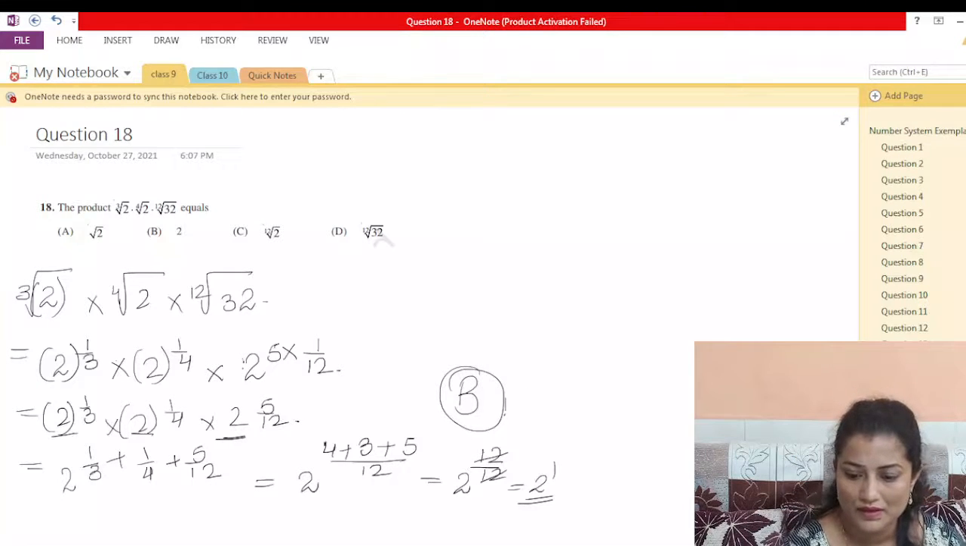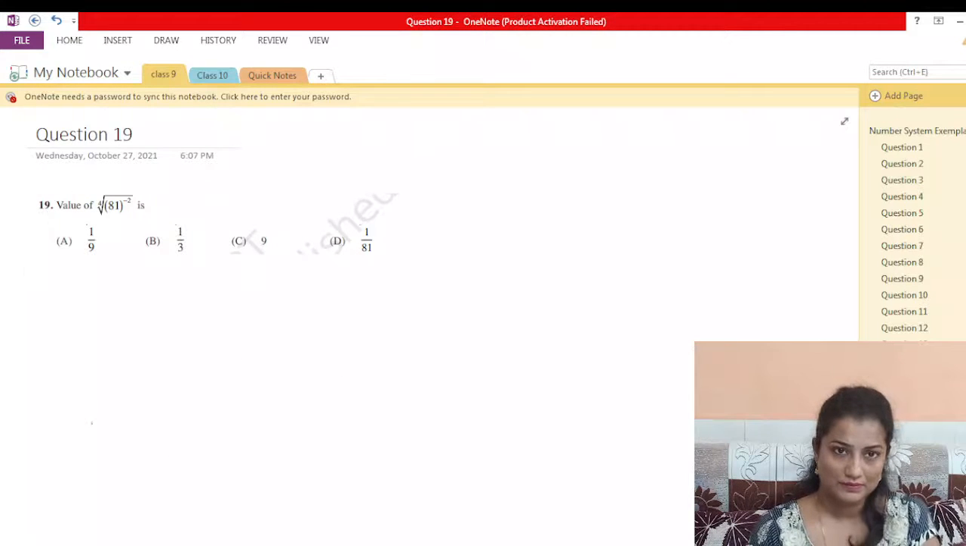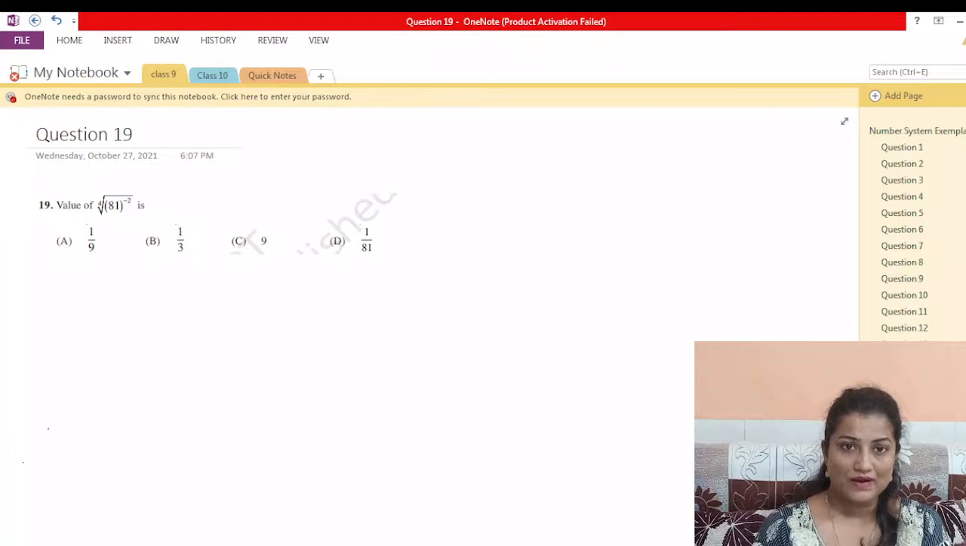Right? Now the next question is question 19. It is also very simple. Now, the fourth root of 81 raised to minus 2. I have already told you, while solving such sums, take the prime factorization of the number given in the bracket. So here 81 is given, we take its prime factorization. Now 81 can be written as 9 squared, or in terms of prime factors as 3 raised to 4.